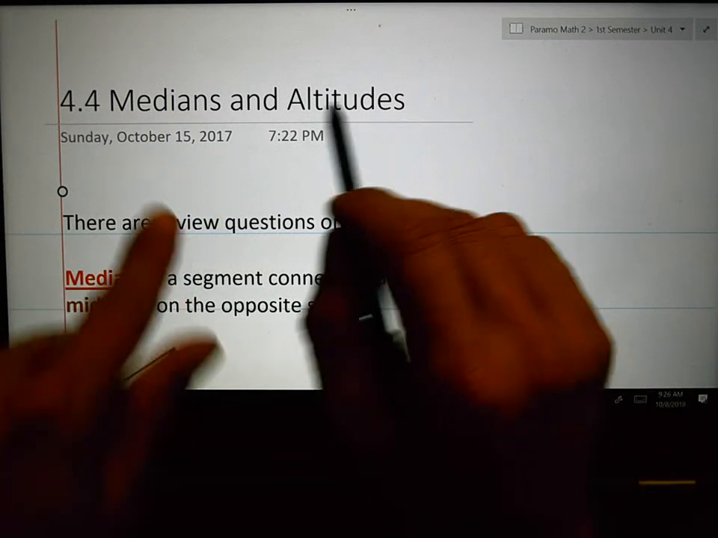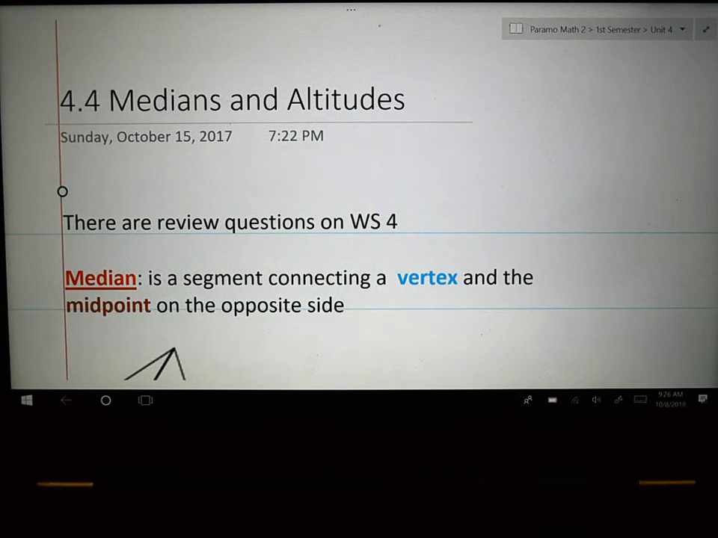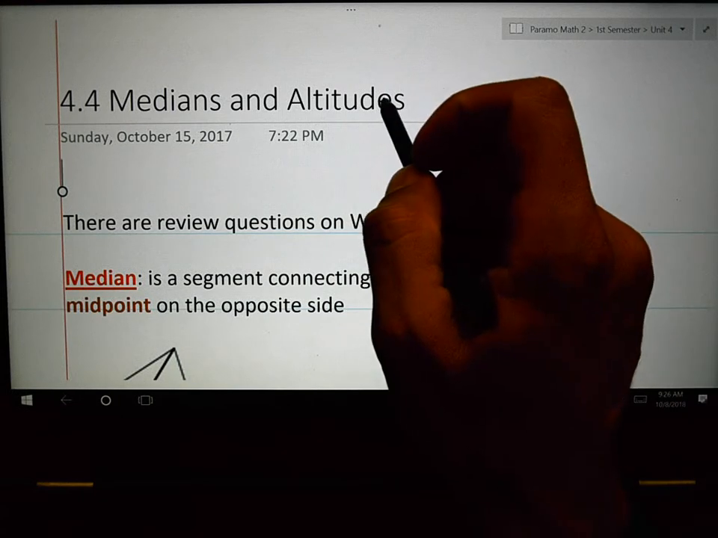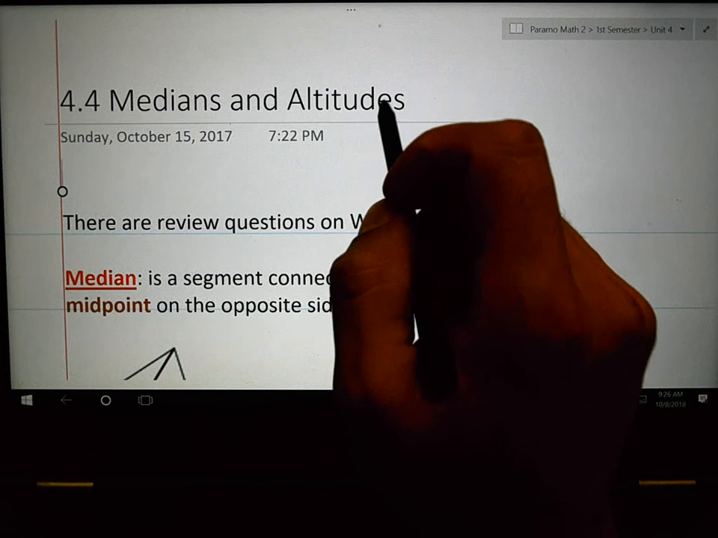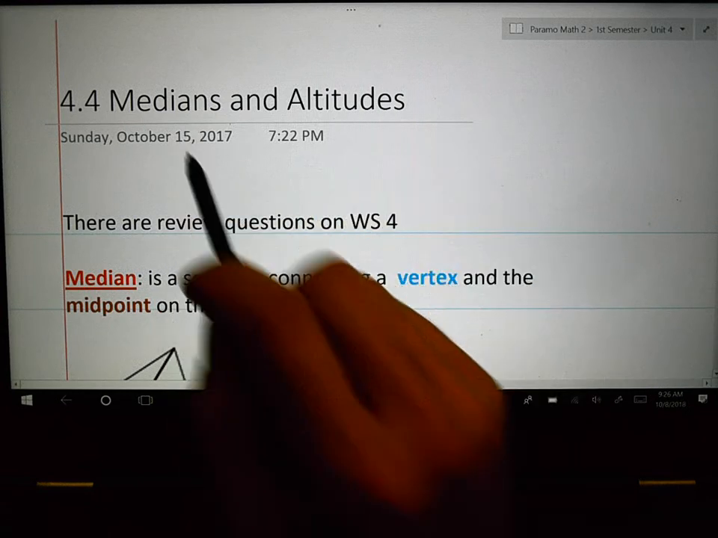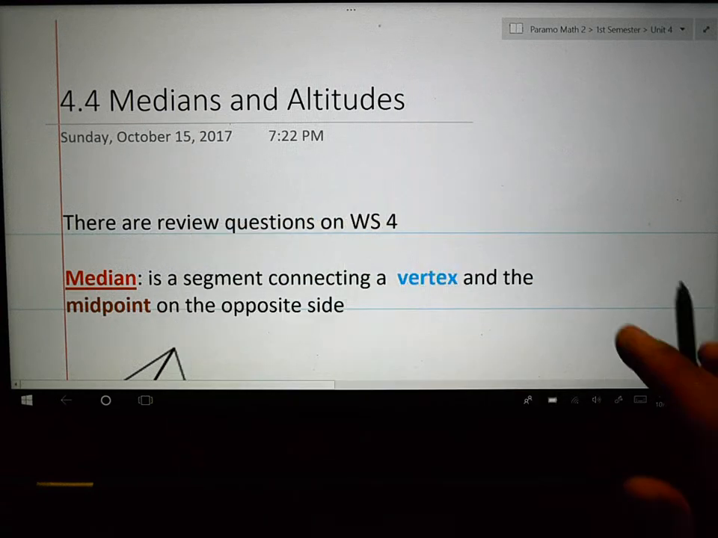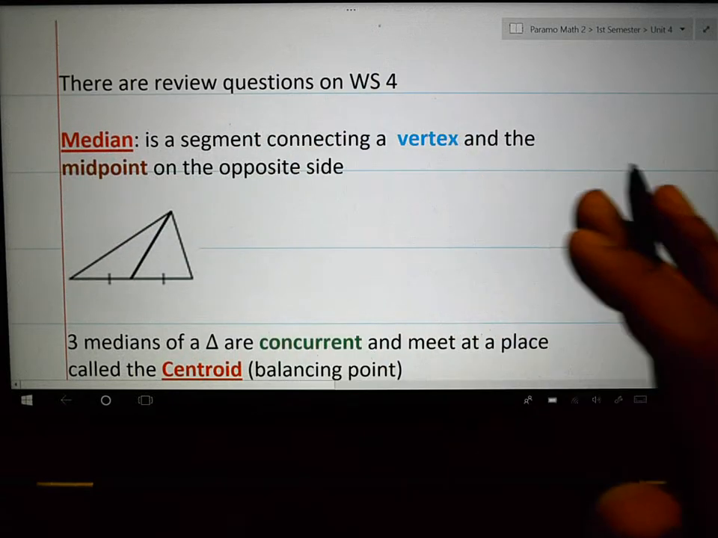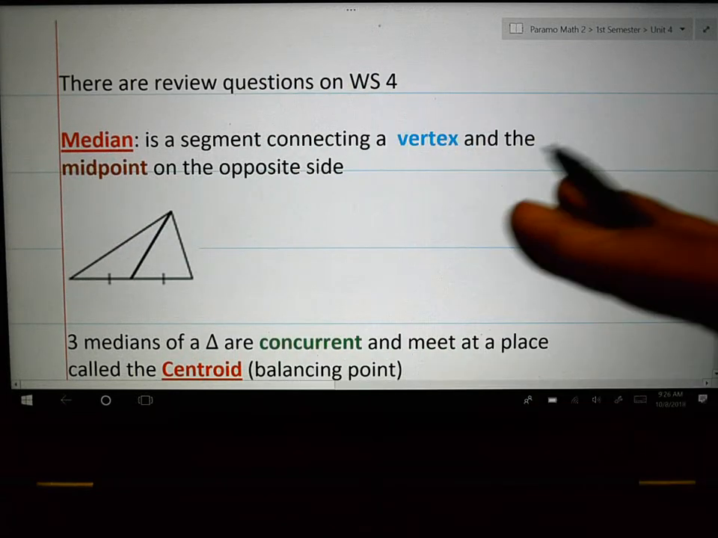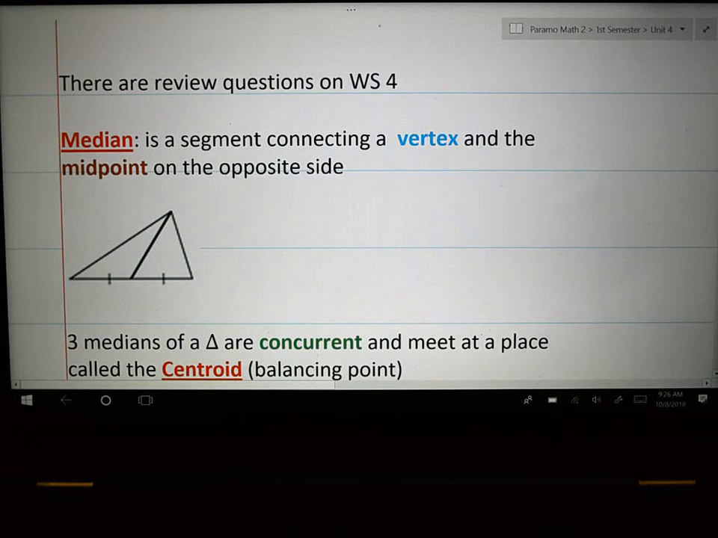In 4.4, you're going to learn two more things about a triangle, one of which you've done before. You've done altitudes a whole lot, but medians you probably haven't, and so we need to talk about what those are and what they create when you deal with them in a triangle.